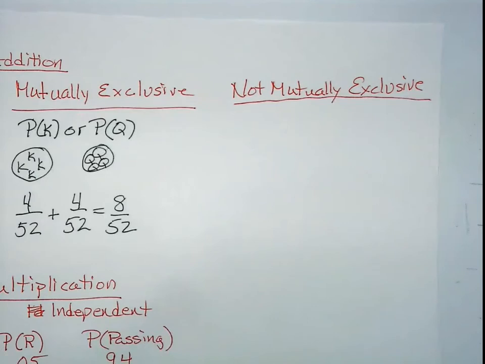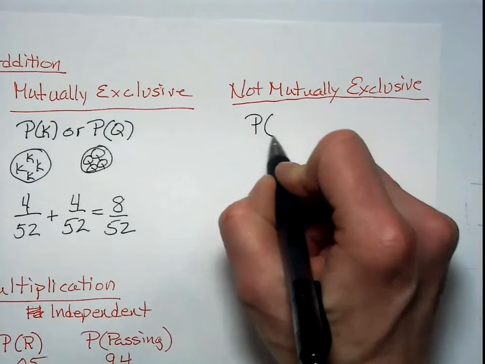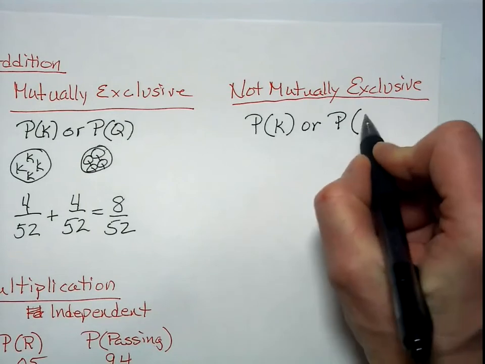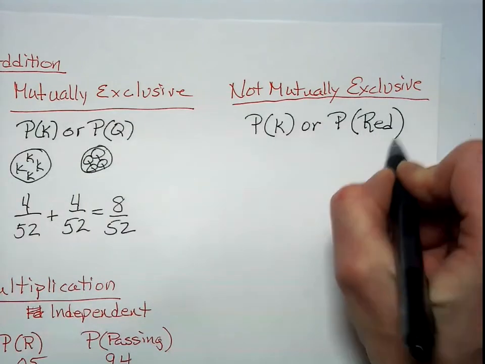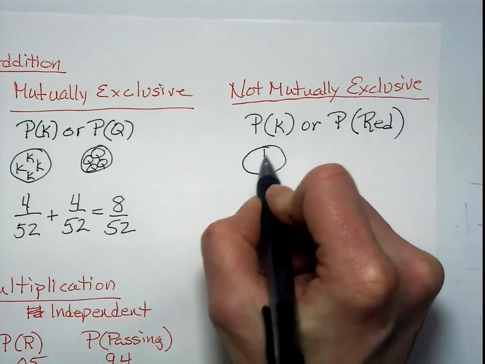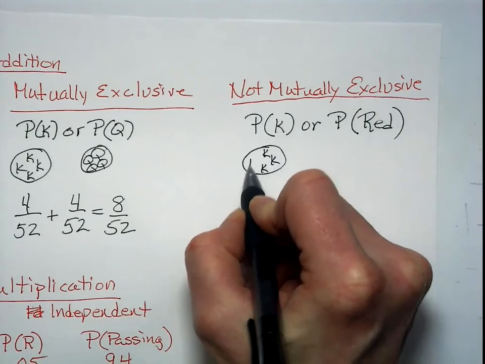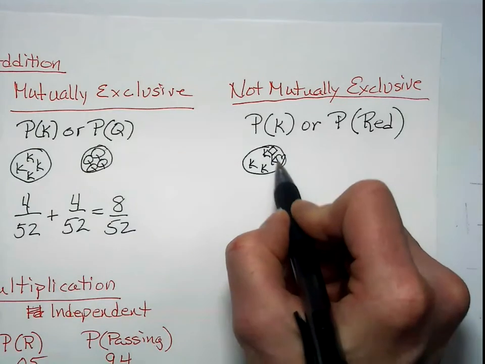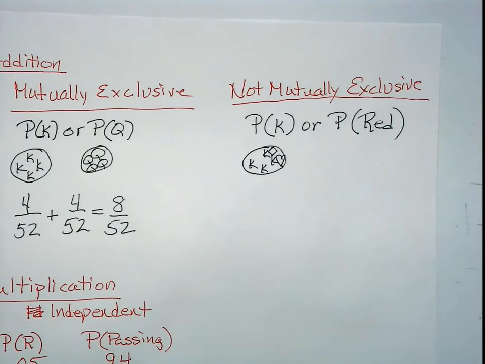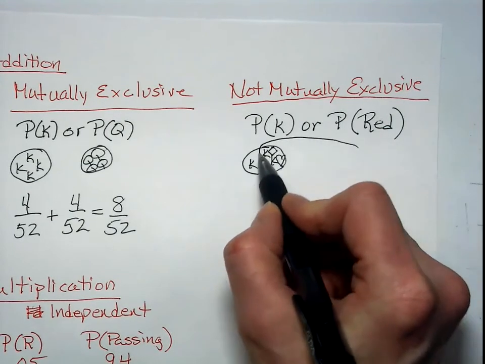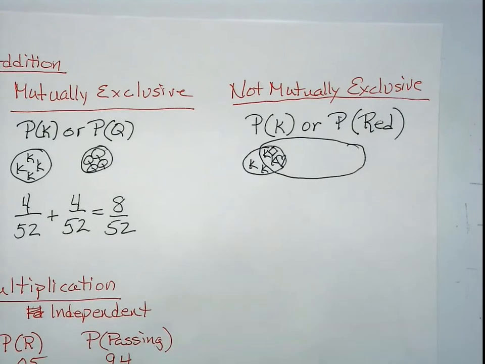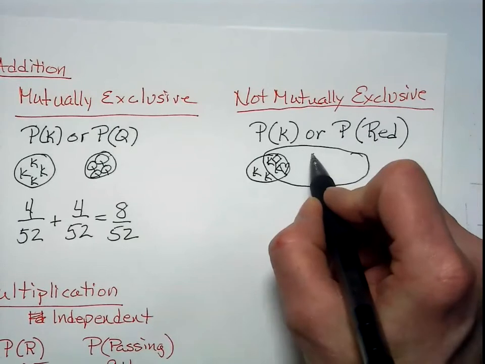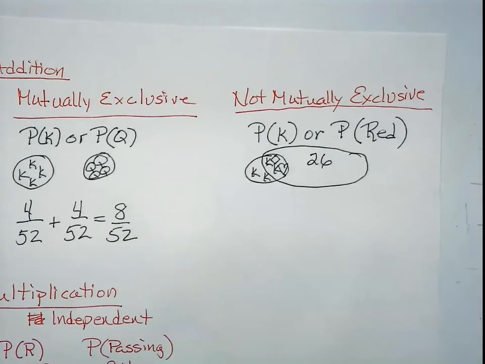Not mutually exclusive would be the probability of a king or the probability of a red card. Again, we have 4 kings. We have a king of diamonds and a king of hearts. So when we say the probability of a red card, we need to include those. How many red cards in a deck? 26. Half the deck is red, half is black. So there's 26 red cards.